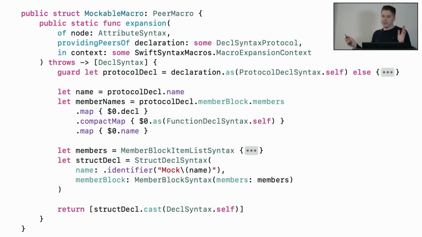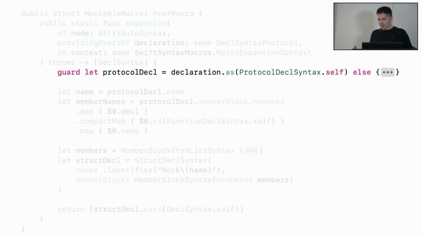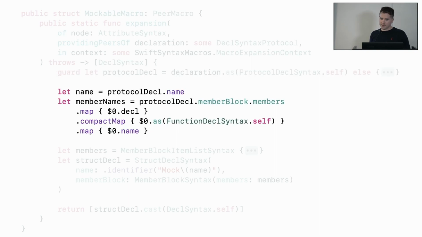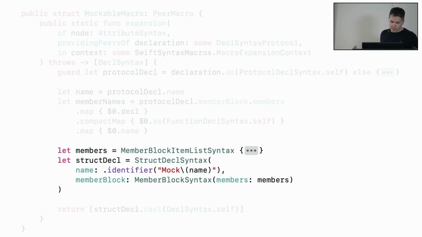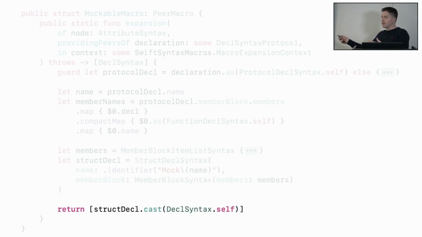So let's see what we have done. We have checked if our macro was attached to a protocol and thrown an error otherwise. We have used a debugger to cook this code and obtained an array of member names. And then we use this information to craft a completely new kind of syntax. And finally, we returned it as a generic declaration syntax.